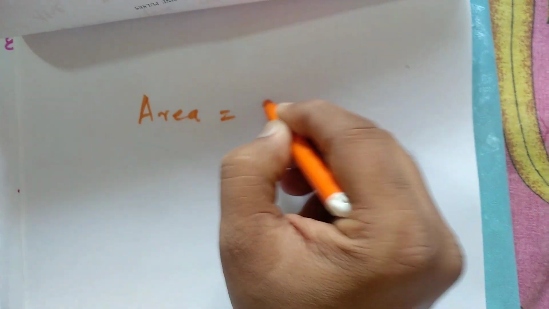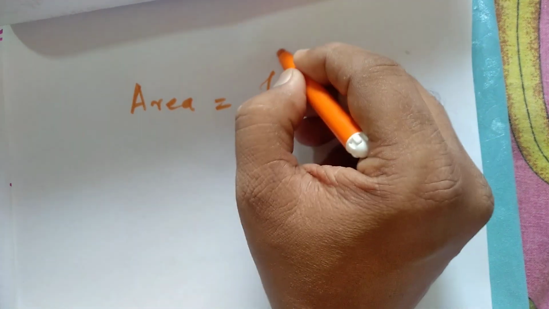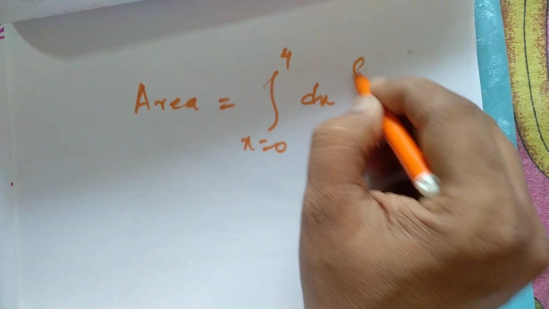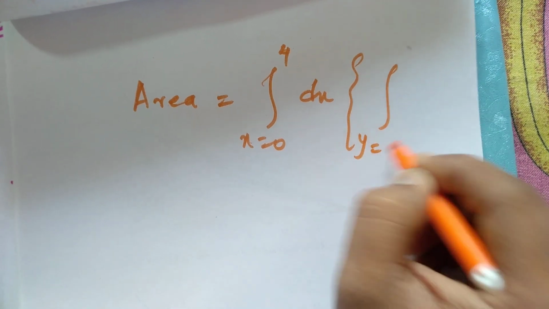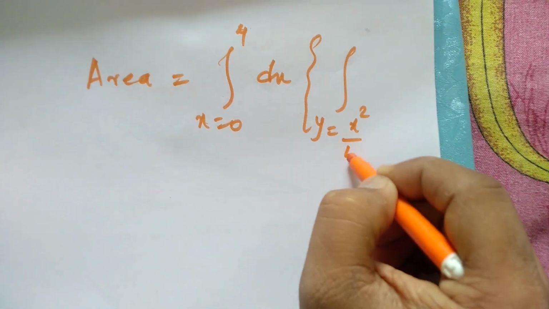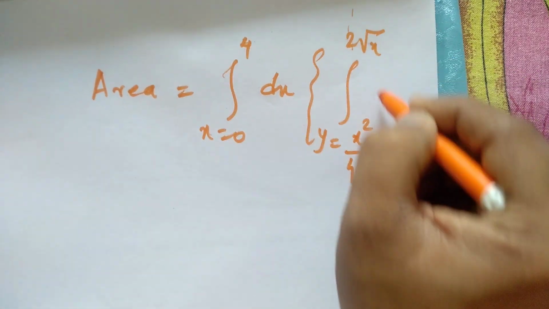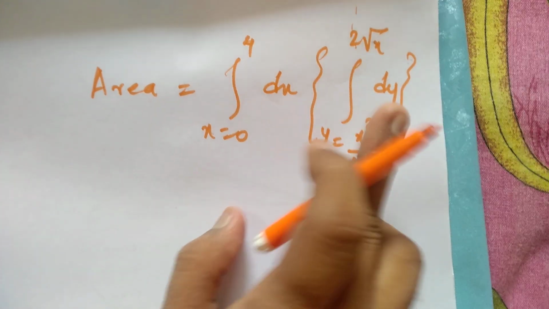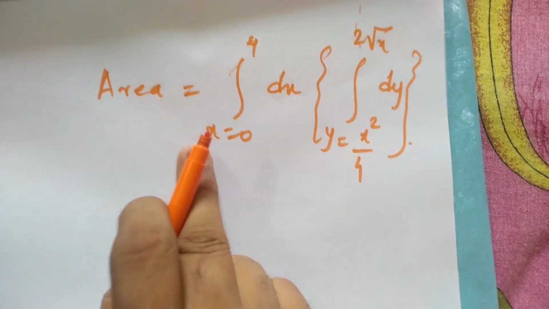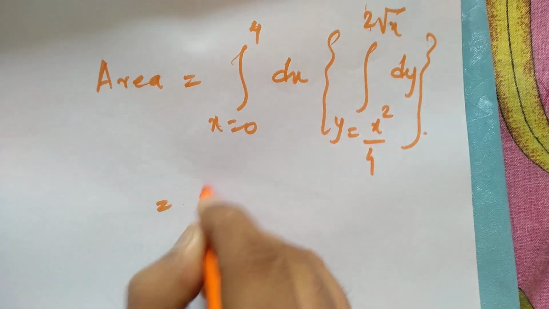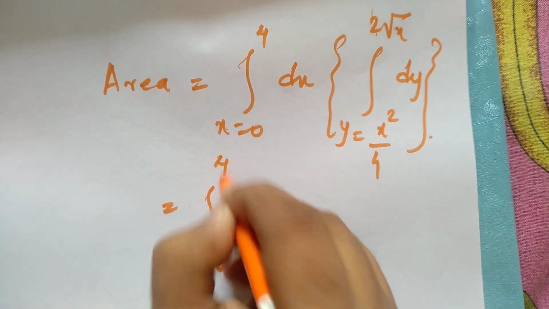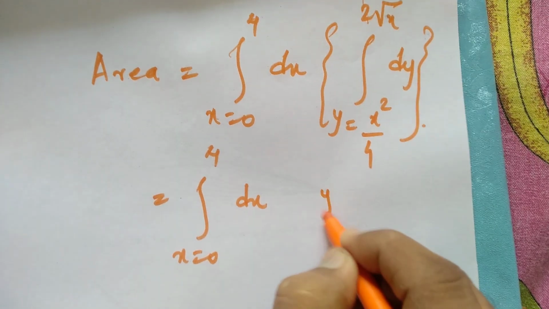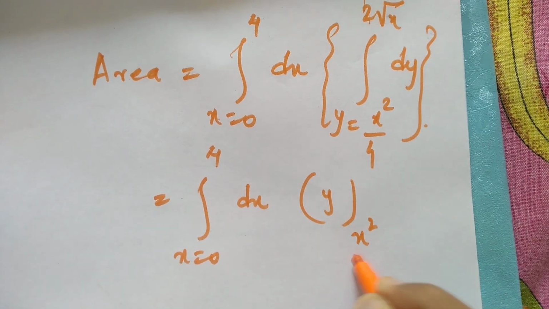Here in this integration, your outer integration is with respect to x. Dx I can take outside, and the inner integration is with respect to y. The limits of the inner integration are x square upon 4 to 2 root x, dy. Like that you can write the integration. So this is the inner integral with respect to y, and the outer integral is with respect to x. So let us solve the inner integration first. Integration of dy is y. Put the limits x square by 4 to 2 root x.